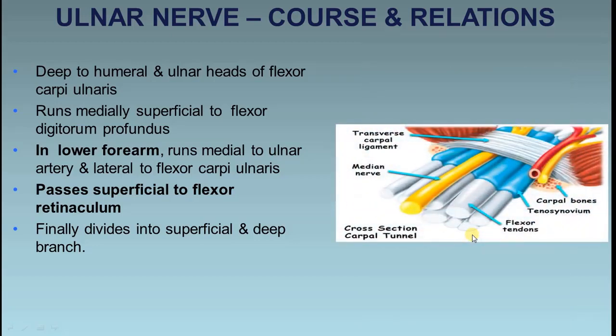So here you are able to see the flexor retinaculum and the carpal tunnel. These are the 4 tendons of superficialis, 4 tendons of profundus, and 1 tendon of flexor pollicis longus, and the median nerve. The ulnar nerve and artery do not pass through the carpal tunnel, but pass above the flexor retinaculum.